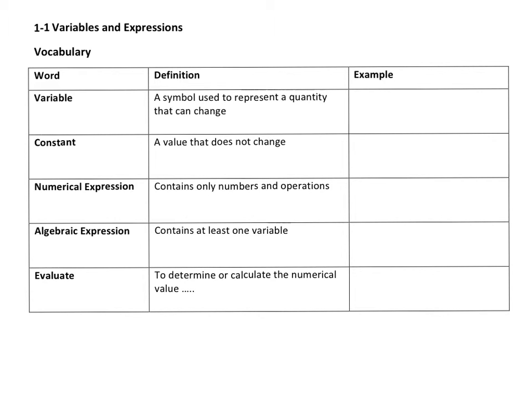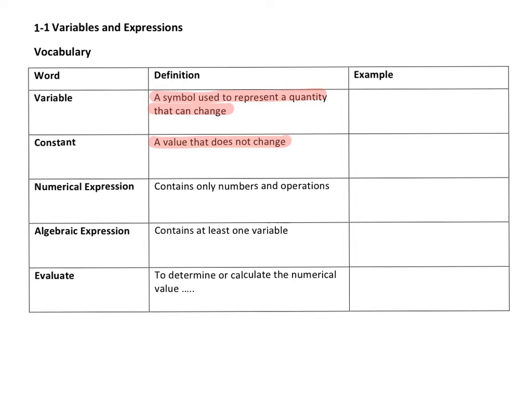Alright, we're going to talk about variables and expressions, and we're going to do some work accordingly with these vocabulary words. A variable. Basically, a variable is a symbol used to represent a quantity that can change. Alright? A constant is a value that does not change.